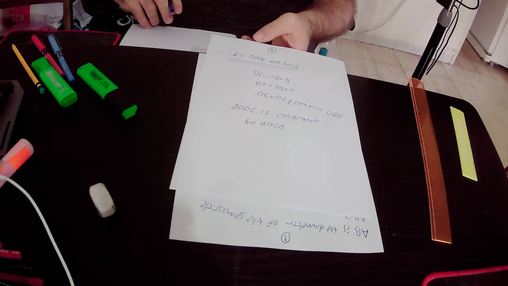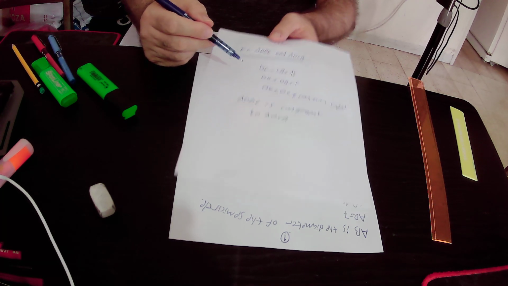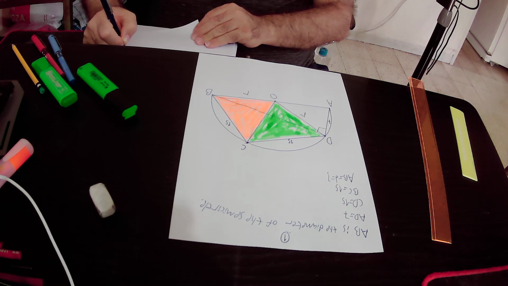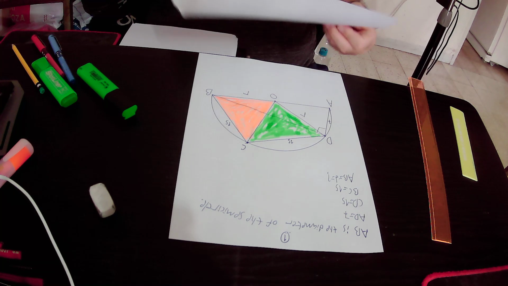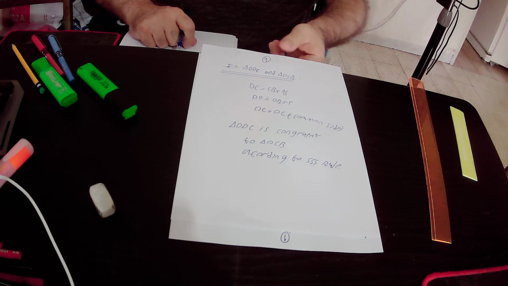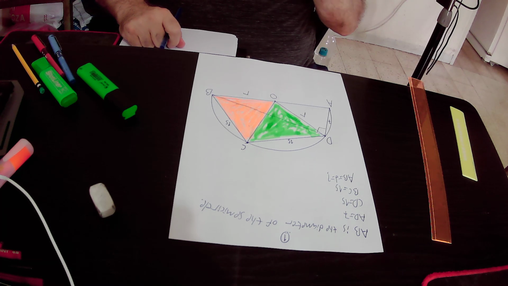Again, we proved that the green triangle, triangle ODC, is congruent to the orange triangle, triangle OCB, according to side rule. Actually, side rule states that if you prove that all the sides of one triangle are equal to all the sides of another triangle, then you actually proved that those two triangles are congruent to each other.